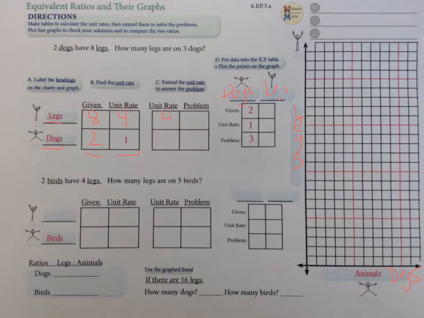Copy the unit rate, 4 legs for 1 dog, and we're going to extend this to figure out the number of legs on 3 dogs. Again, make a relationship with dogs going from 1 to 3. How do we do that? Well, you're going to multiply by 3. Let's multiply the number of legs, 4, by 3, which will give us 12.